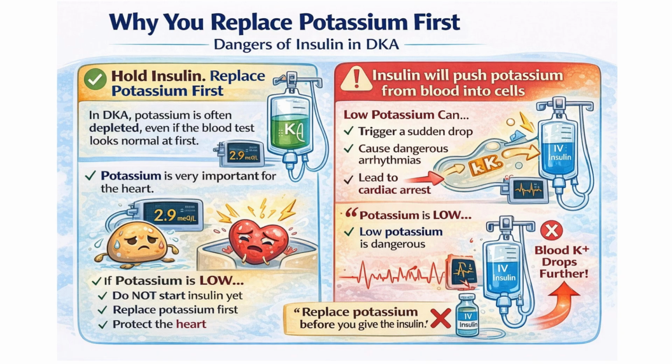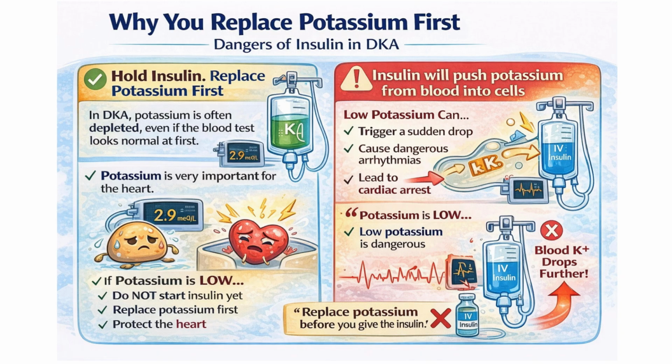In this question, the potassium level is 2.9. This level is already too low. Low potassium is dangerous. The heart needs potassium to beat in a normal rhythm. When potassium drops too low, dangerous heart rhythm problems can occur. Now here is the most important point. Insulin pushes potassium into the cells. This is a normal effect of insulin. If insulin is started when potassium is already low, the potassium in the blood will drop even more.